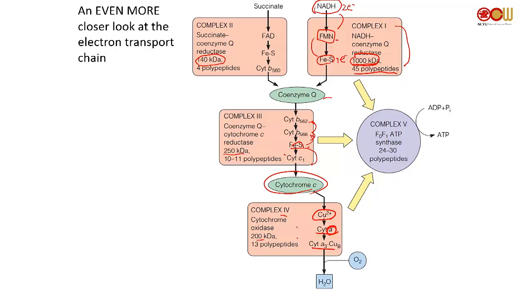And in complex 4, it's going to pass the electrons around, eventually passing the electron onto O2, and you generate water. In all of these processes, H plus is pumped.